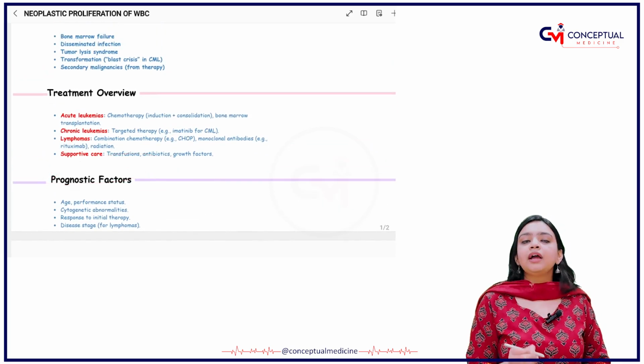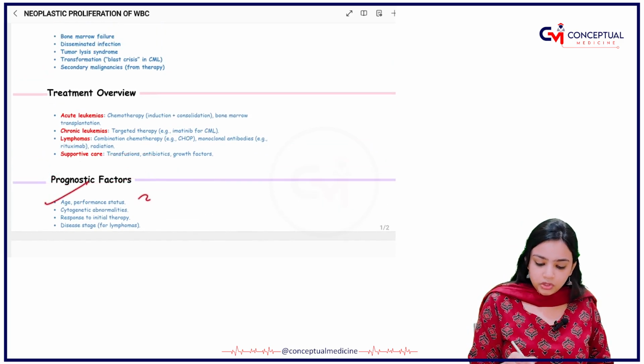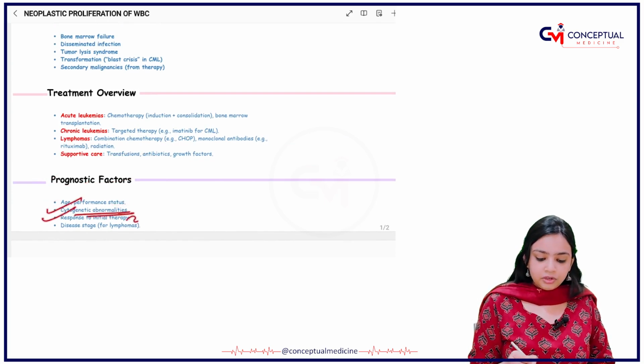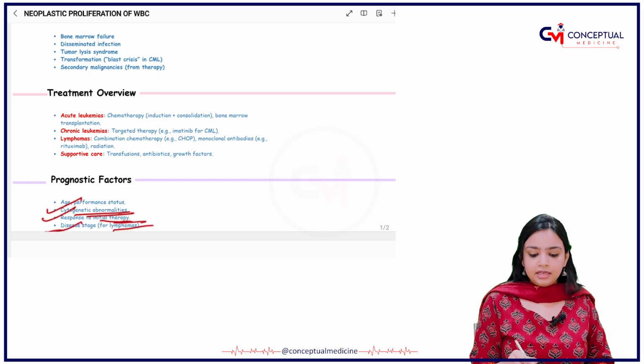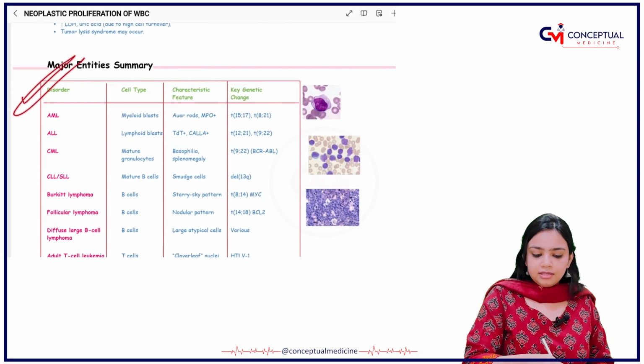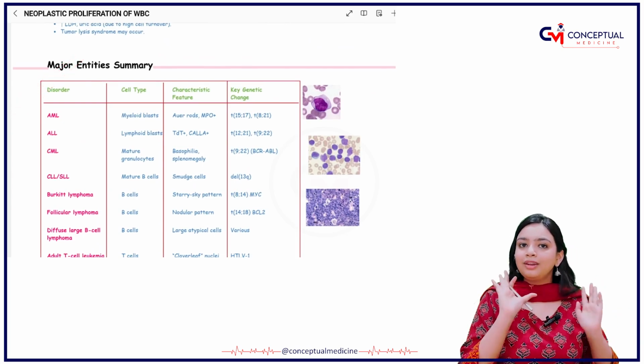What are the prognostic factors? See, prognostic factors are your age and performance status. Then you have the cytogenetic abnormalities, response to your initial therapy and disease stage. These things you need to check. So I think if you read this summary, it will be sufficient for you to write in your exams.